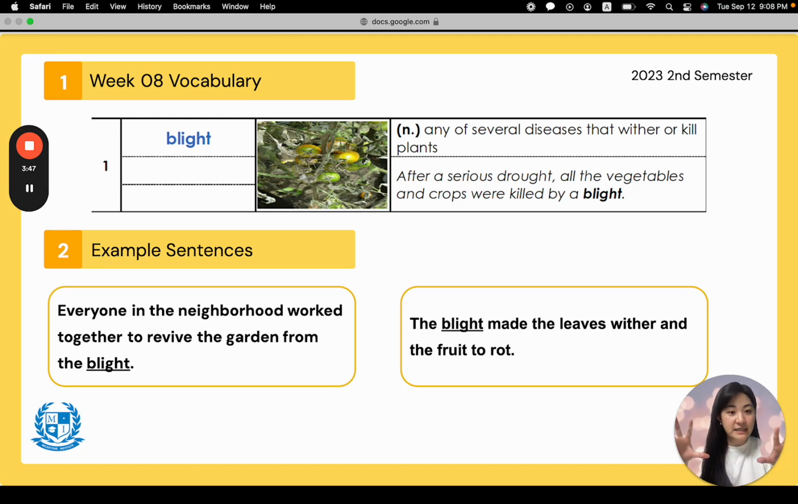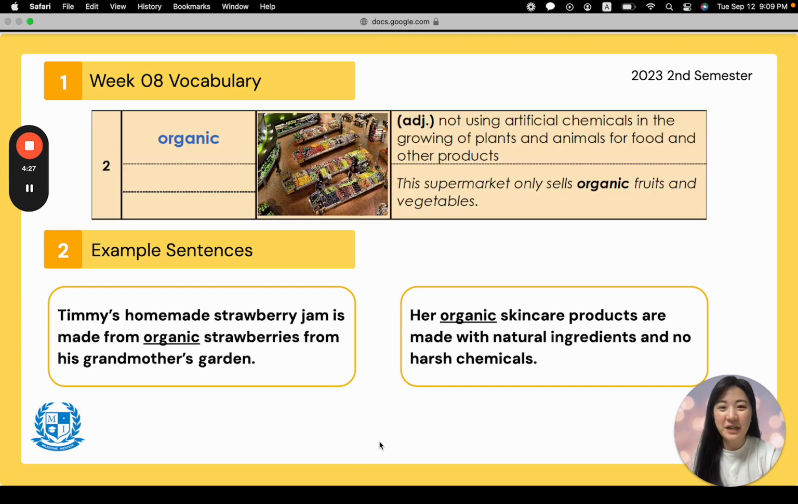So because of this blight that happened before and it made all of the plants wither and die, everyone in the neighborhood and community worked together to make the garden flourish again. Okay? Example sentence 2 says, the blight made the leaves wither and the fruit to rot. So because of this disease that was happening, the leaves were withering and the fruit rot, meaning it is not in good condition anymore. You cannot eat it. Everyone say blight. Blight. Good job. High five. Good. Let's go to number 2.